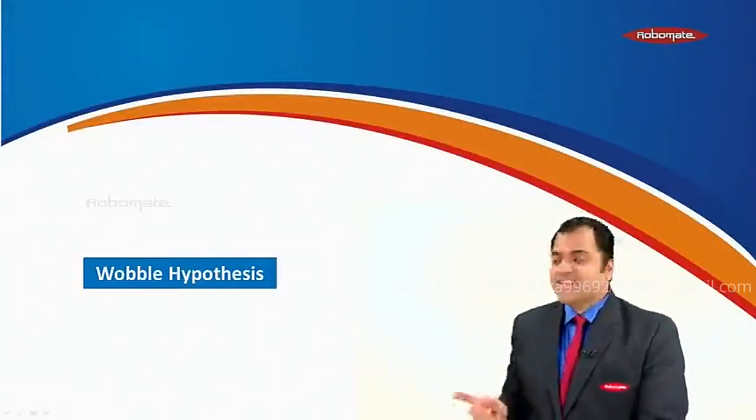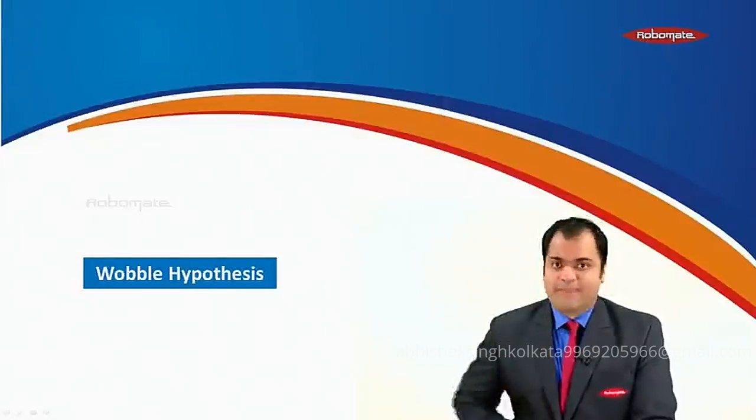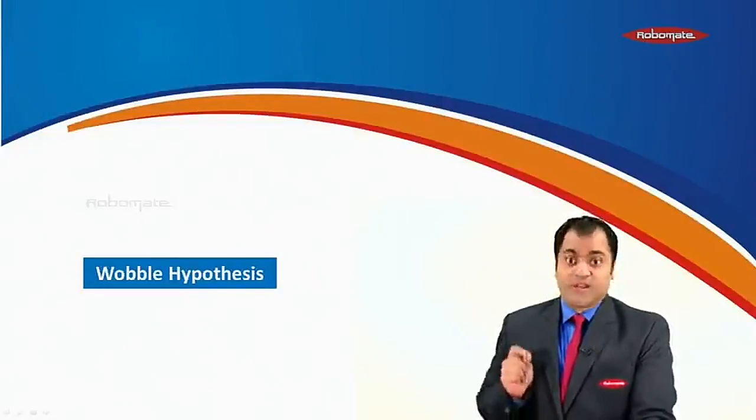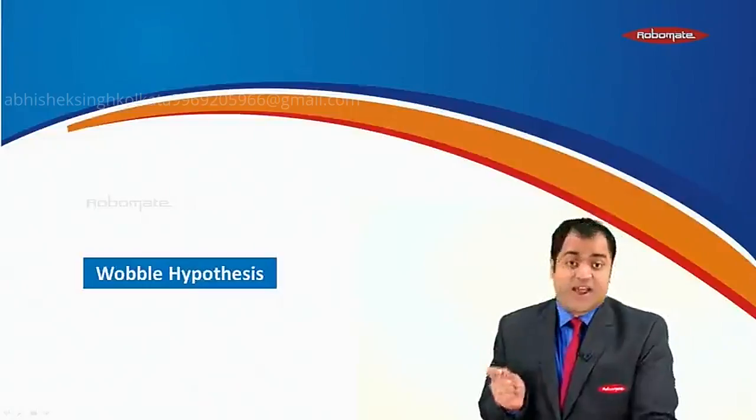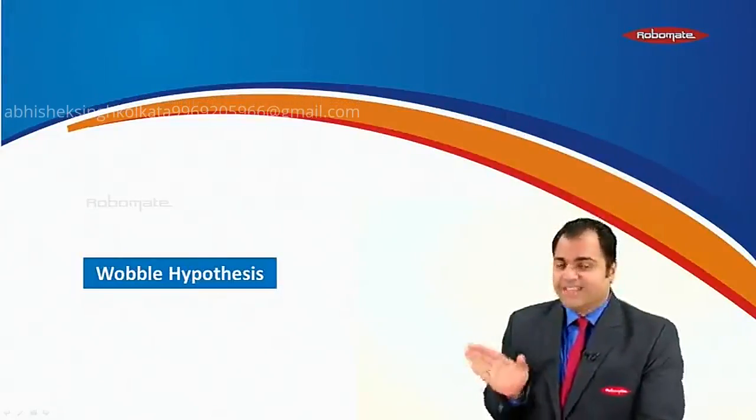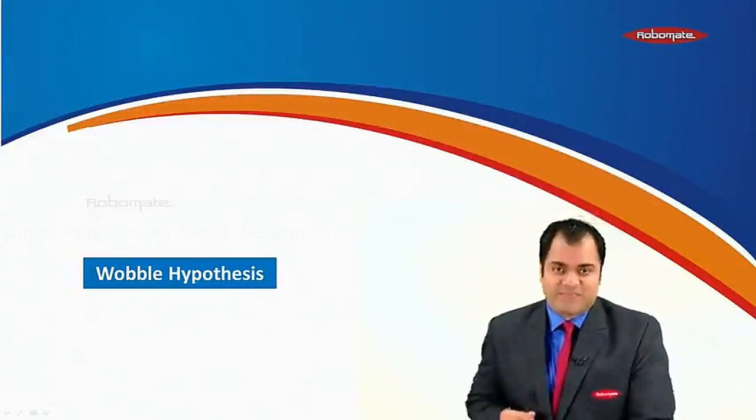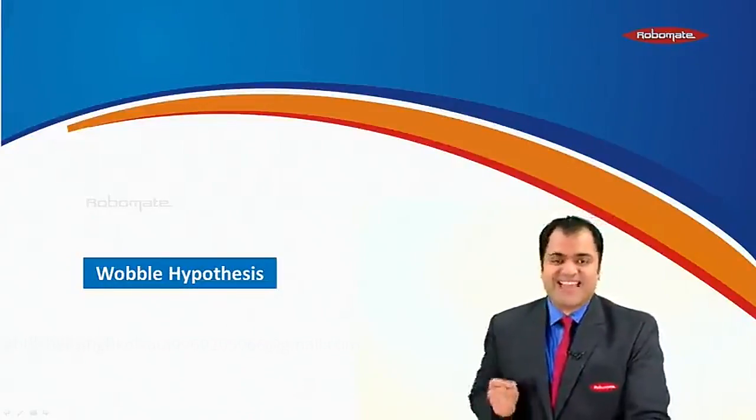Hello students, in this module let us talk about the wobble hypothesis. I told you there are not 61 anticodons of tRNA found in your cell, and in this module we will see how that is possible. Okay, look, listen and learn.